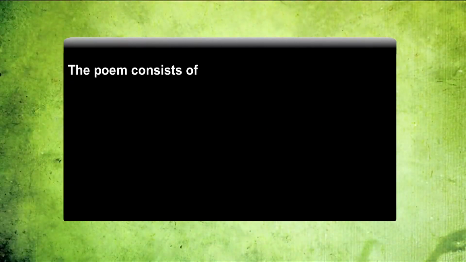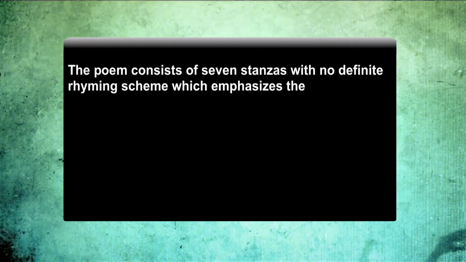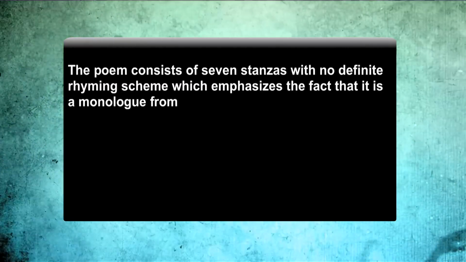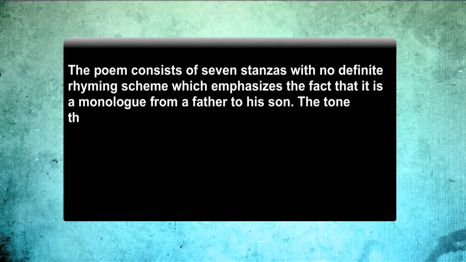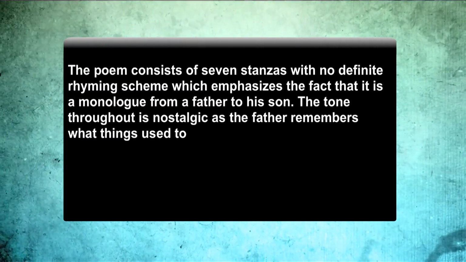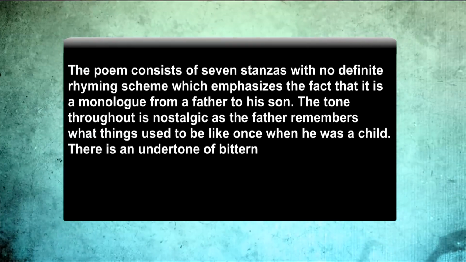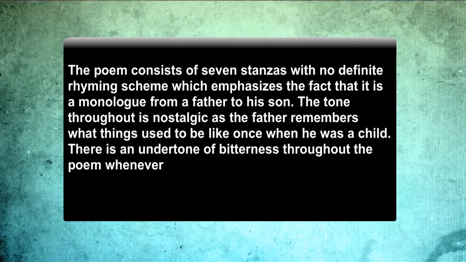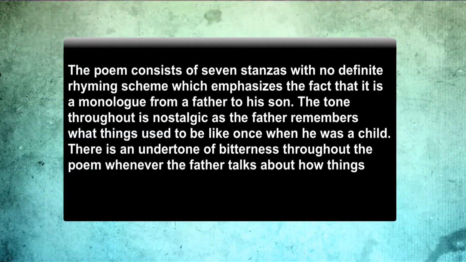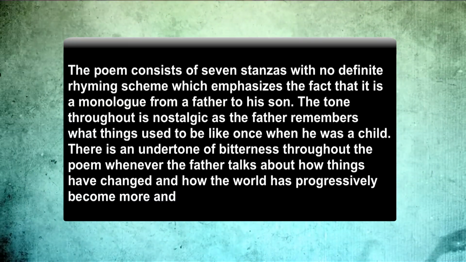The poem consists of 7 stanzas with no definite rhyming scheme, which emphasizes the fact that it is a monologue from a father to his son. The tone throughout is nostalgic as the father remembers what things used to be like once when he was a child. There is an undertone of bitterness throughout the poem whenever the father talks about things that have changed and how the world has progressively become more and more decadent.